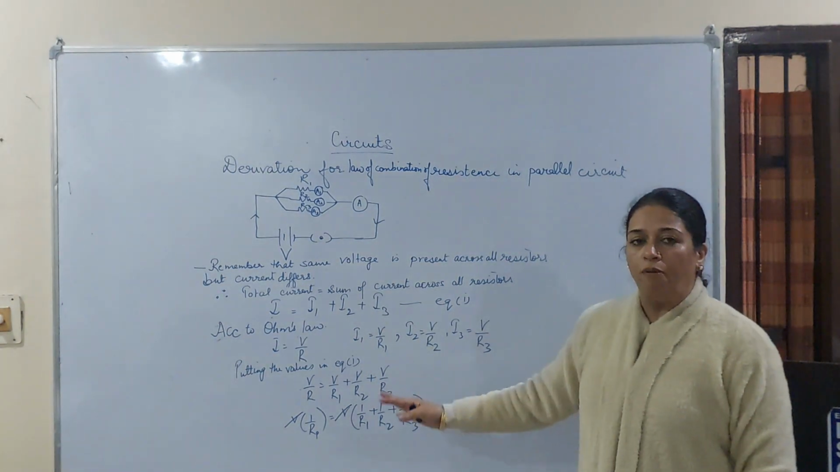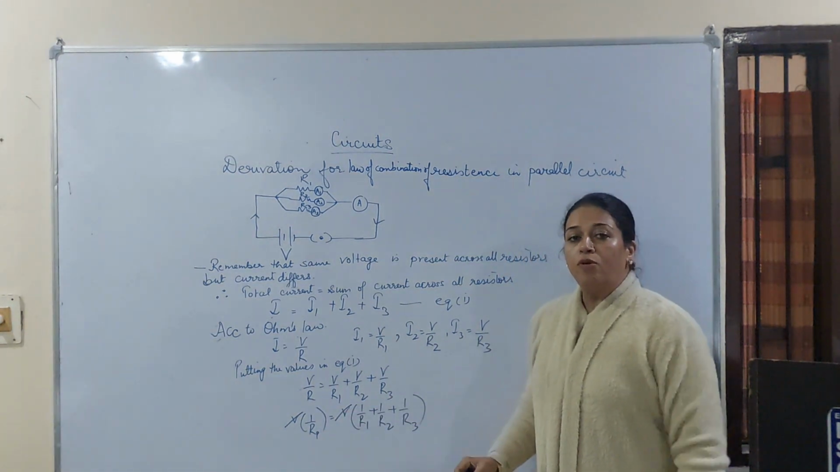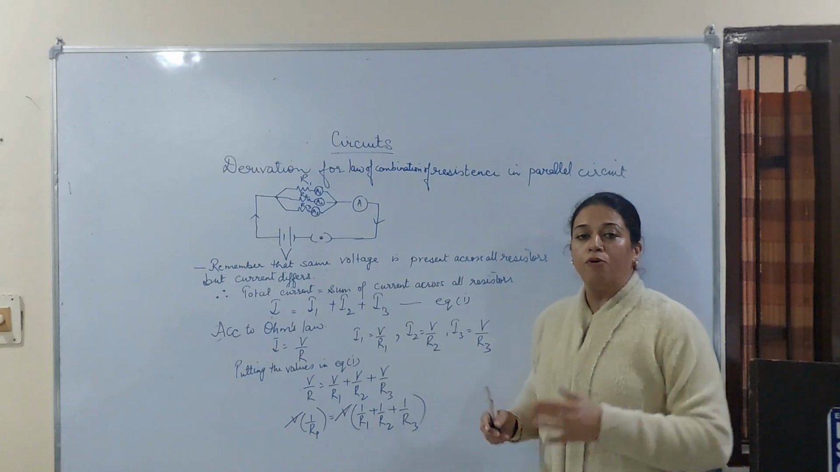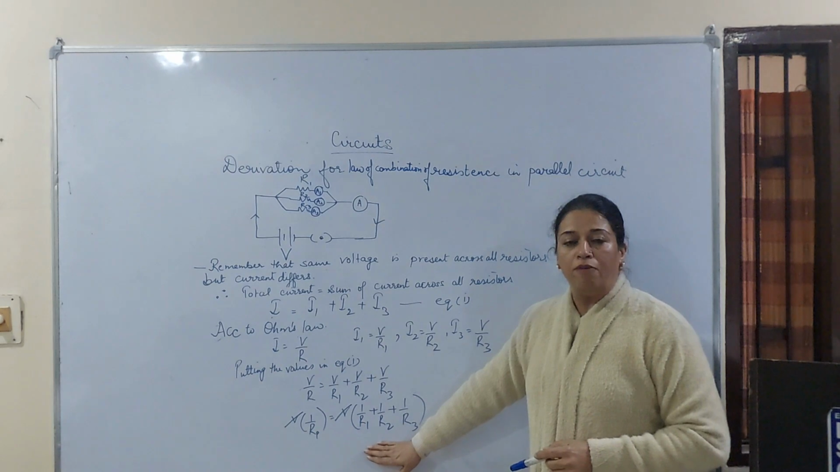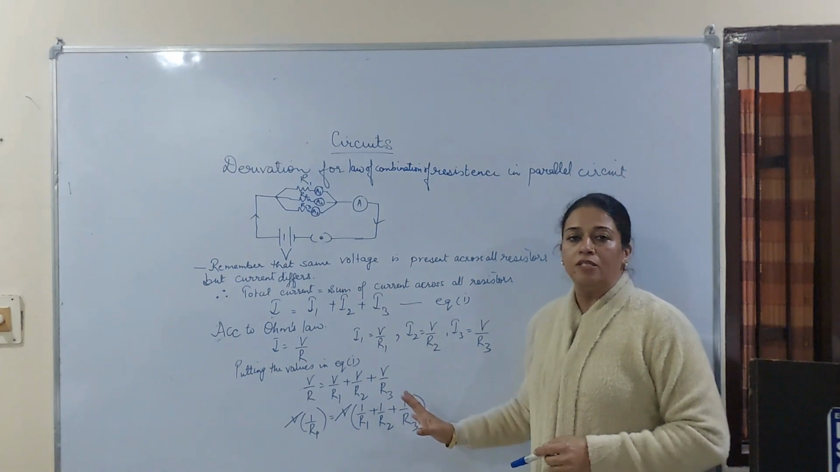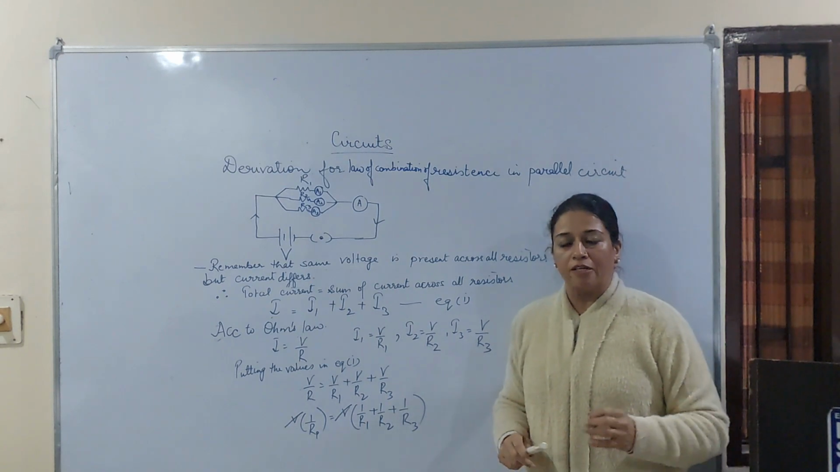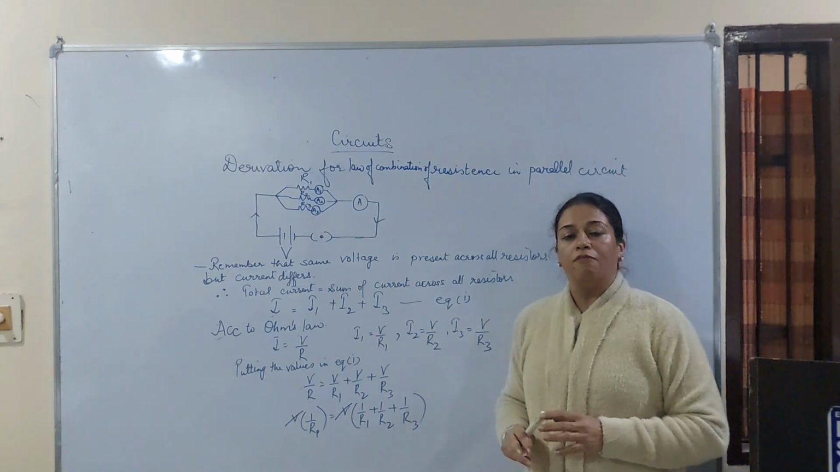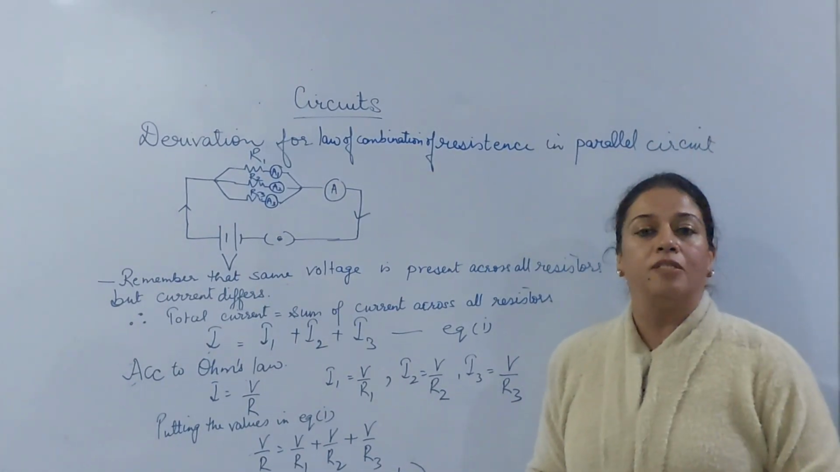Now taking V common, the reciprocal of the total resistance in parallel is the sum of the reciprocals of the individual resistances, and that gives us the formula for calculating the total resistance in the parallel circuit. A very interesting fact in the parallel circuit is that the total resistance value is always less than the smallest resistance in the circuit.